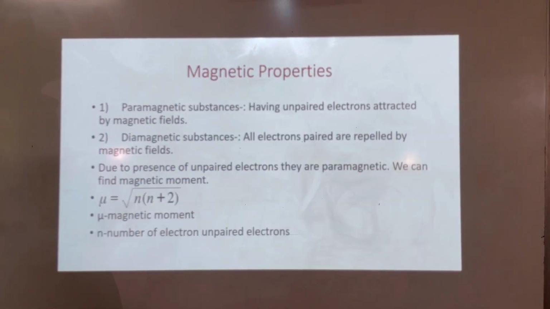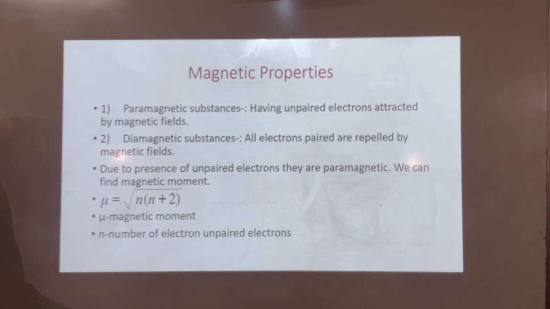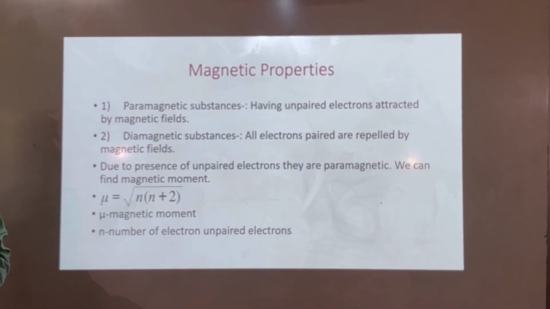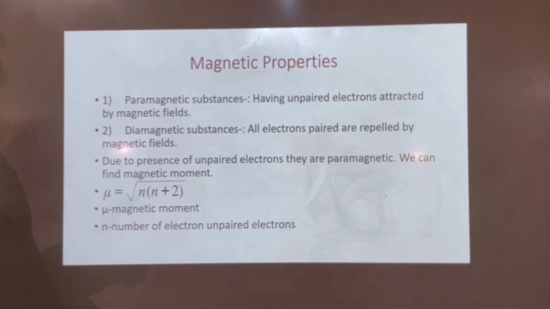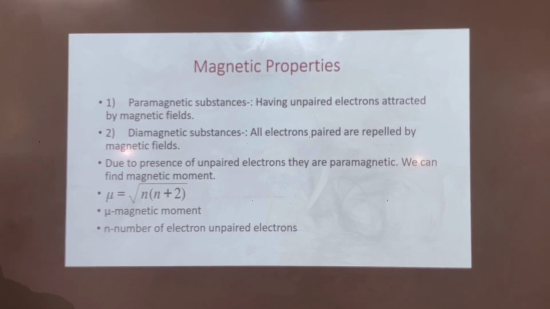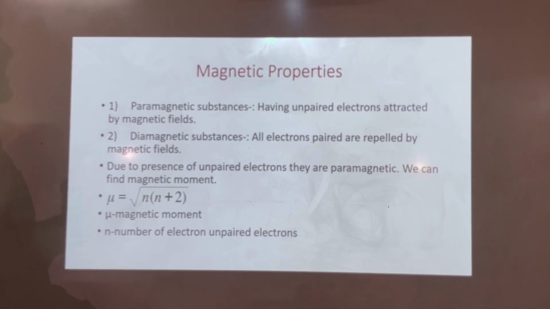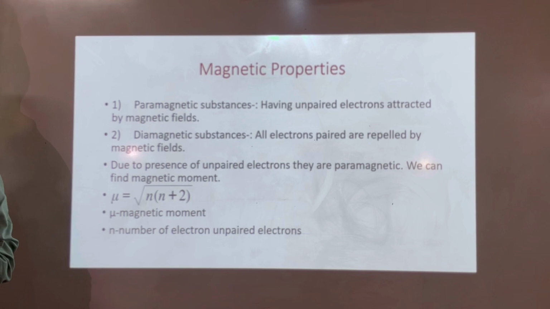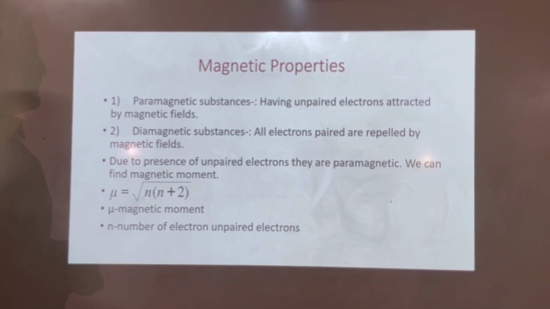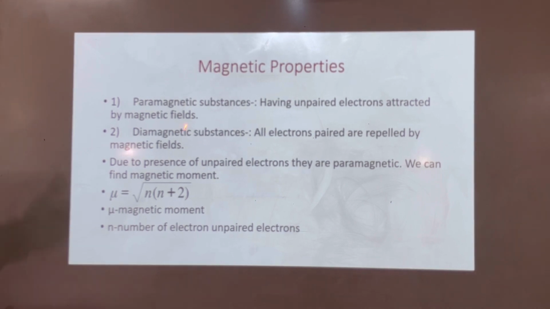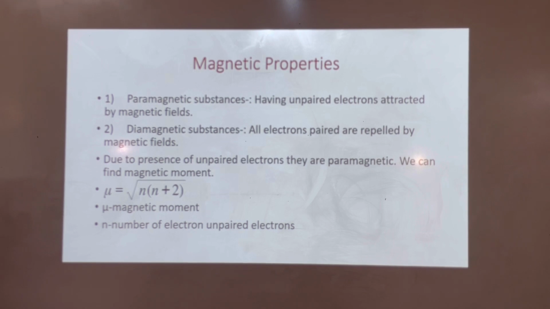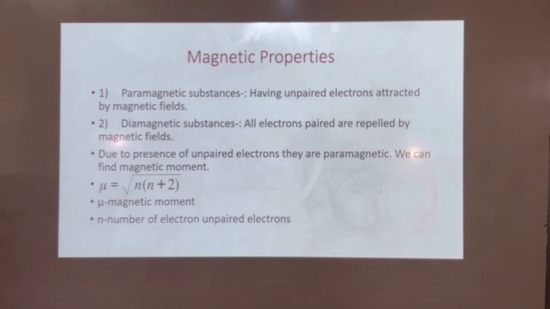Next, magnetic properties. First of all, I will explain what paramagnetic substances are. Substances having unpaired electrons are strongly attracted by magnetic fields. And diamagnetic substances have paired electrons and are repelled by the magnetic field. So due to the presence of unpaired electrons in transition elements, they are generally paramagnetic in nature.